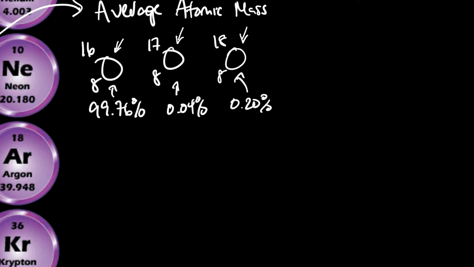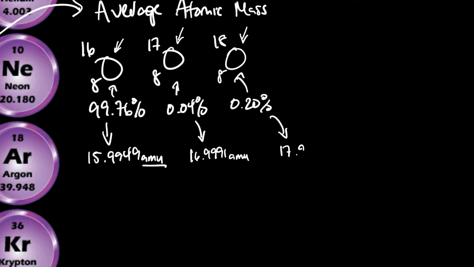For oxygen 16, the mass is 15.9949 AMU. AMU simply means atomic mass unit. It's like the grams at the atomic level, a really, really small measurement of mass. For oxygen 17, the mass is 16.9991 AMU, and for oxygen 18 it is 17.9991 AMU. So these are the masses for each isotope.